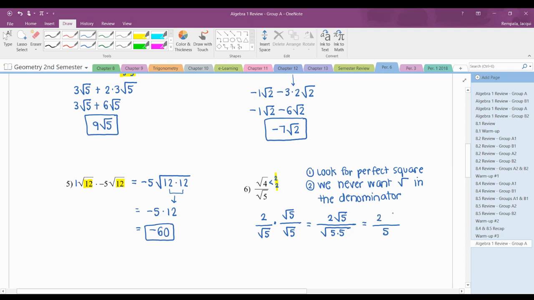Okay, so that leaves us still with that 2 root 5. The last thing I have to do is look to see if I can simplify. The 5 in the denominator does not have a square root. I also have a number in the numerator that doesn't have a square root, that's 2. But if I look at 2 and 5, there's nothing that they have in common. So that means that 2 root 5 all over 5 would be my final answer.